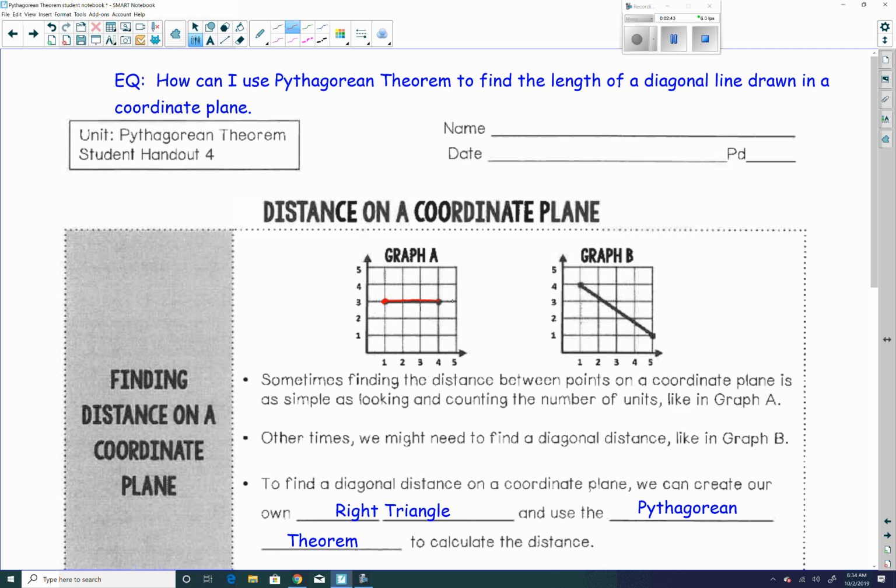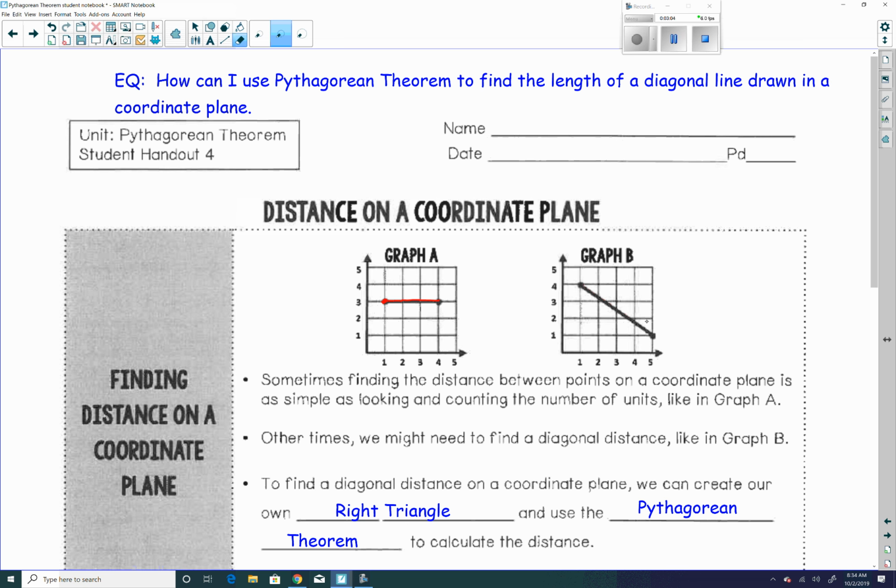When I look at graph B, it's going on a diagonal. So I can't count the units anymore. This is a partial unit, a teeny tiny bit of another partial unit, another quarter of a unit, another quarter of a unit. I can't count it. It doesn't make sense. I won't be accurate. So what I need to do is something different.